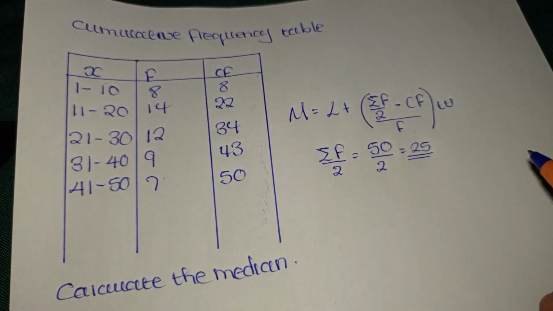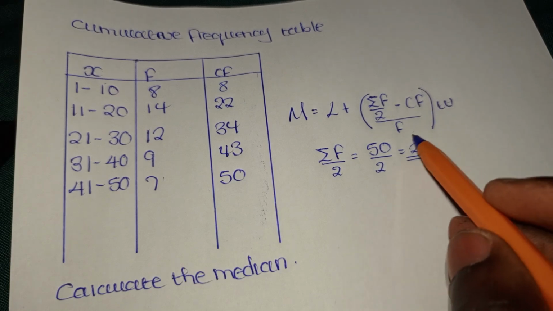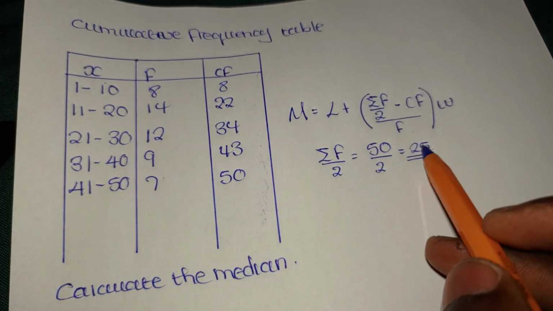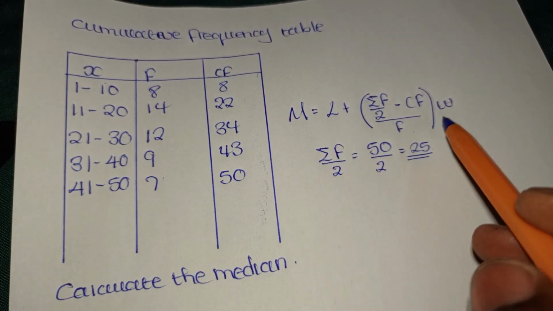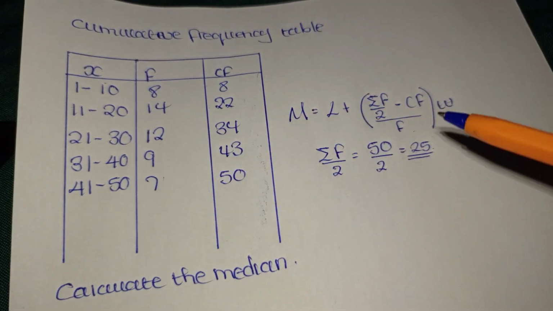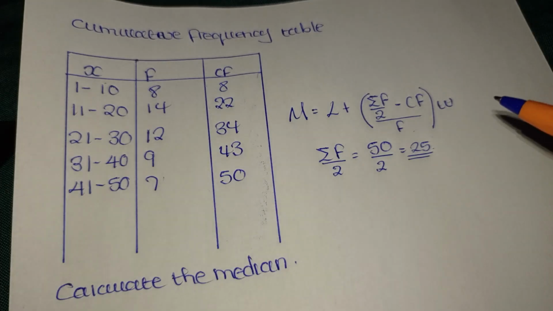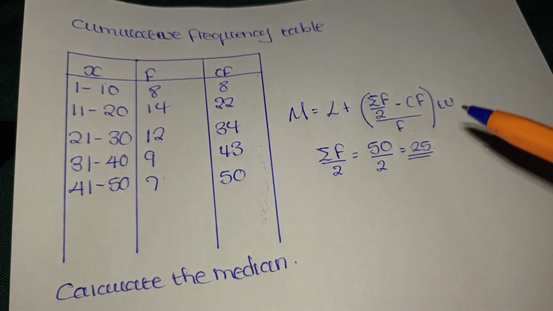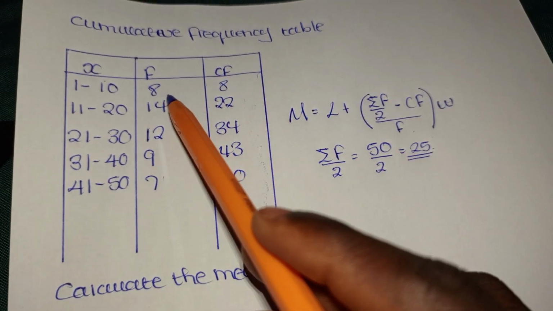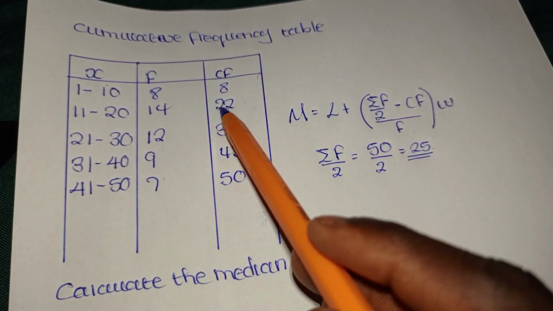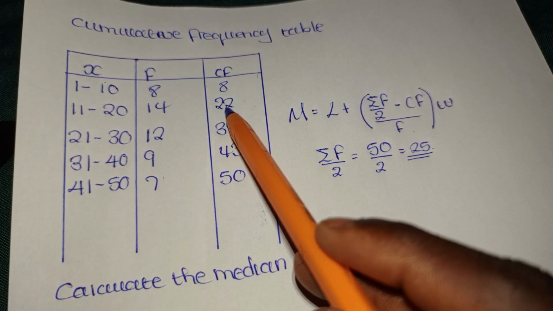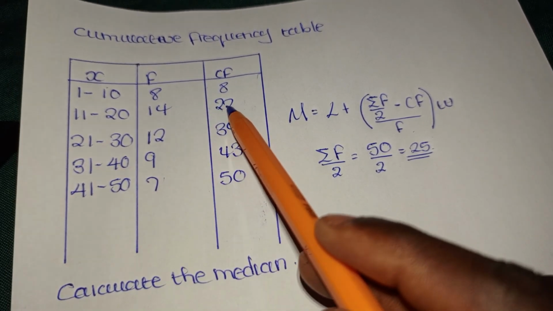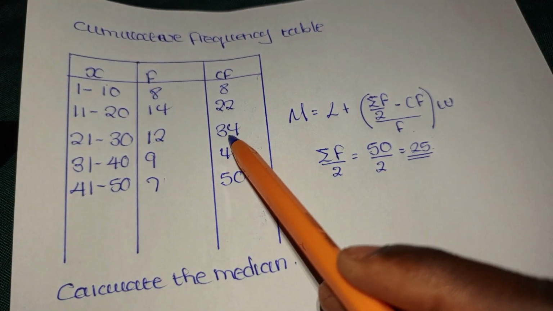Then we need to use the very same 25 to identify where the median class is. Remember, the 25 is the frequency, but in which class is the median class lying? So we need to add the frequencies, and where we reach 25, that's where the median class is. When you added 8 plus 14, you got 22. And 22 plus 12, you got 34.